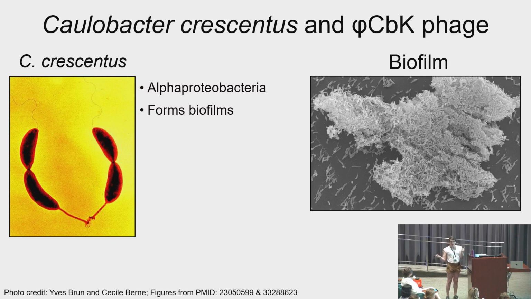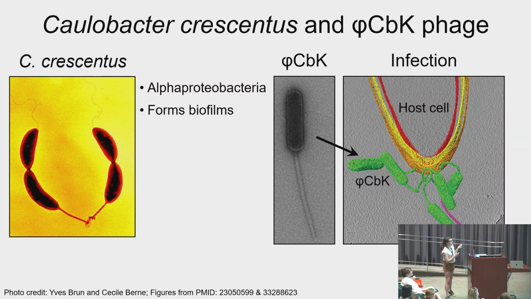Of course, to study a bacteria and a phage, you have to have a phage. The one I've been using is known as φCbK. Here's a lovely little image of it, and to the right is another image of several of these φCbK infecting a Caulobacter cell.